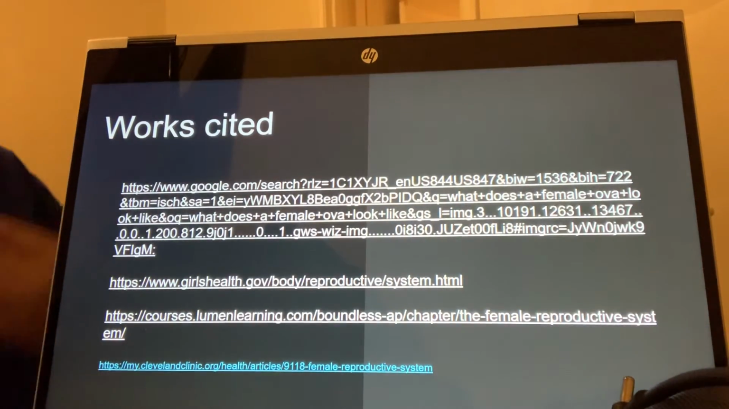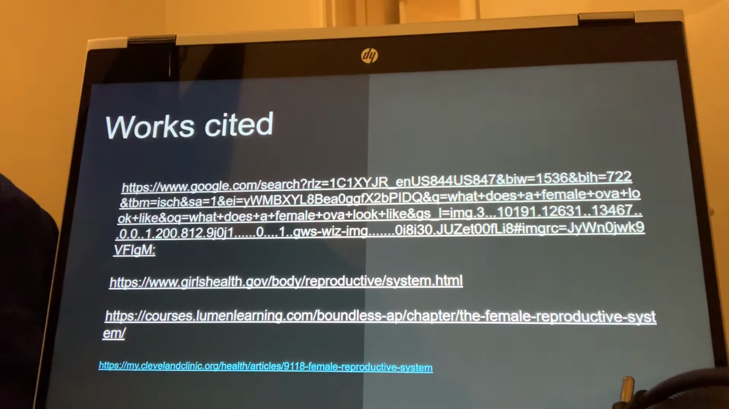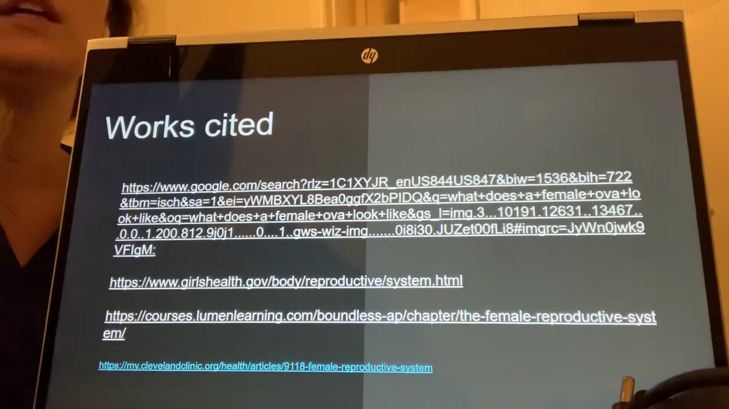This is my works cited page. I know it kind of wasn't a lot, but I feel like the reproductive system seems easy to describe. It really isn't, thinking about how much detail it is, and I wasn't trying to get too in-depth to anything. I just kind of wanted to touch topics and kind of give you just a general idea.